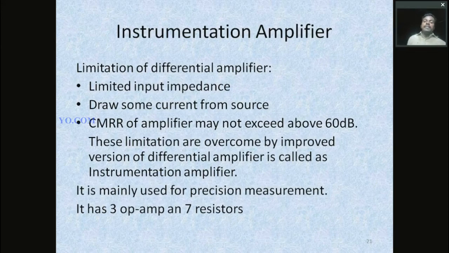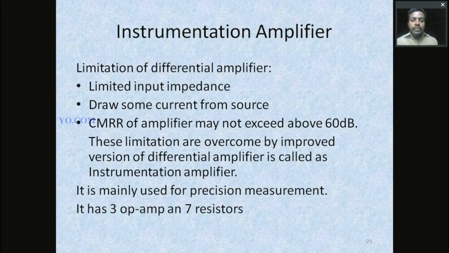So this limitation is overcome by an improved version of the differential amplifier called the instrumentation amplifier. Okay, it is mainly used for precision measurement. What is precision measurement? Precision measurement is very accurate measurement. Okay, right? One best example for precision measurement is the weight machine used in jewelry.